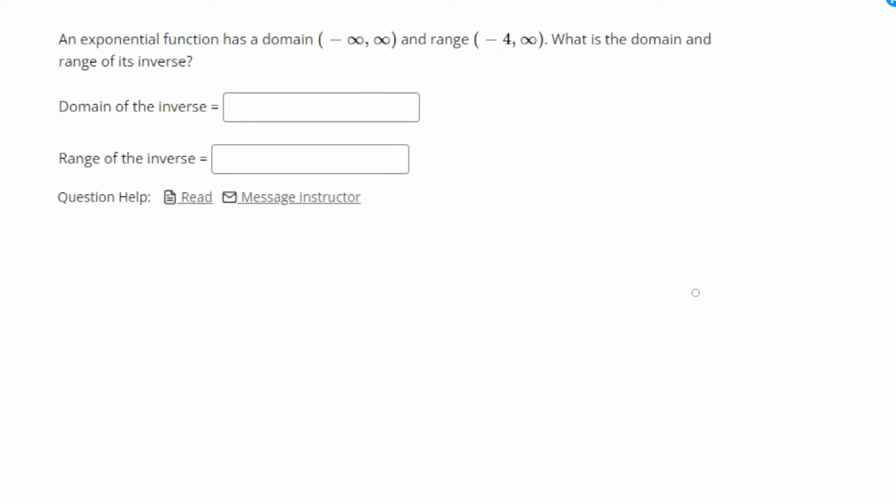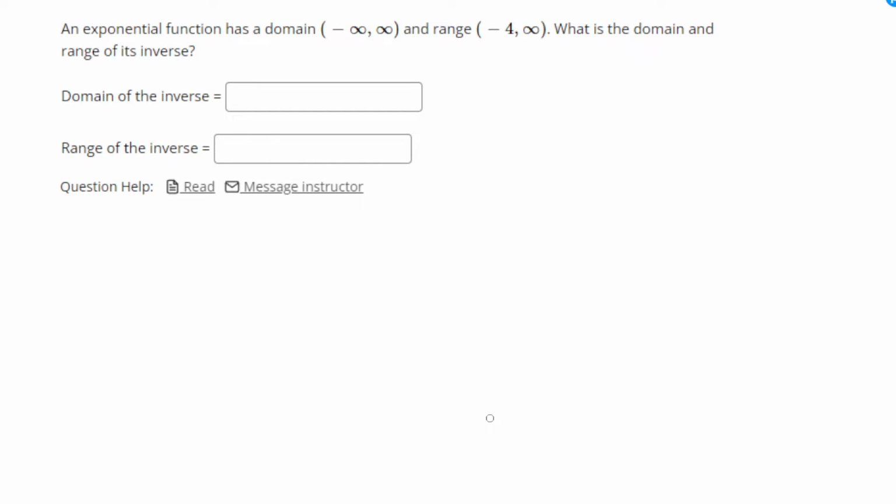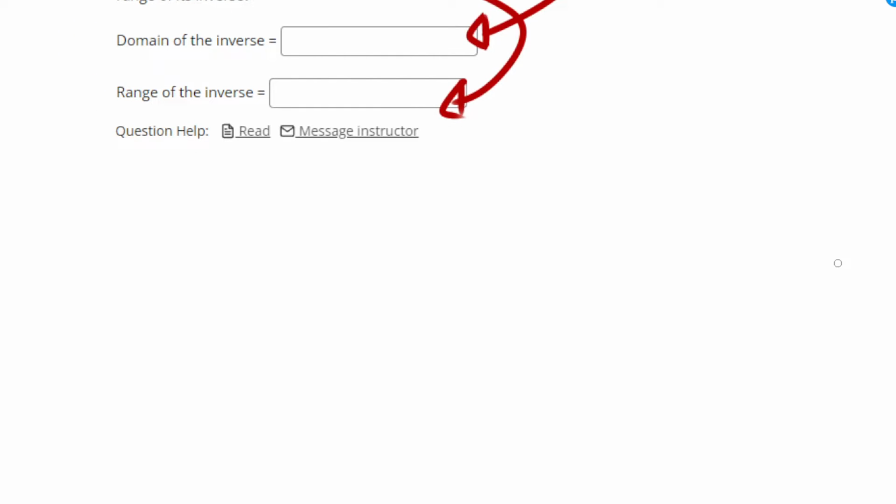An exponential function has a domain of negative infinity to positive infinity and a range of negative 4 to positive infinity. What is the domain and range of its inverse? Really, we just swap them, right? Our domain of our inverse is the range of our original function. Our range of our inverse is the domain of the original. We just swap them.